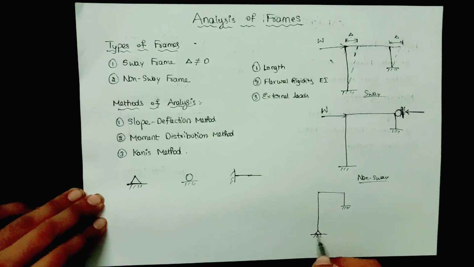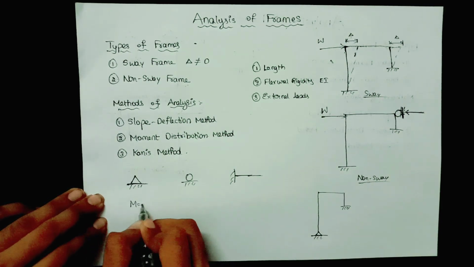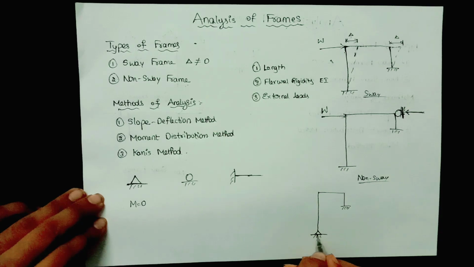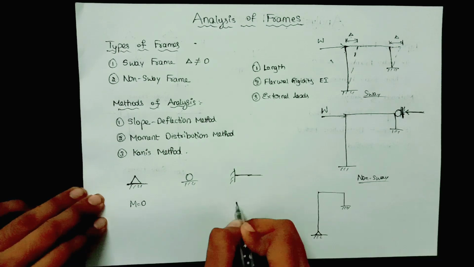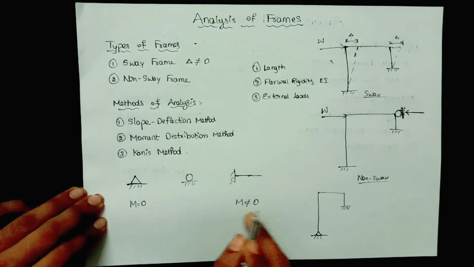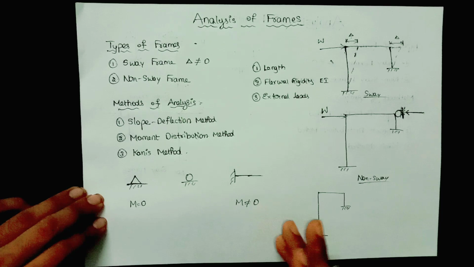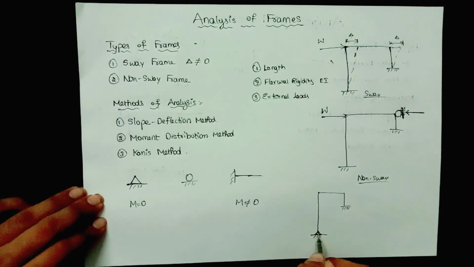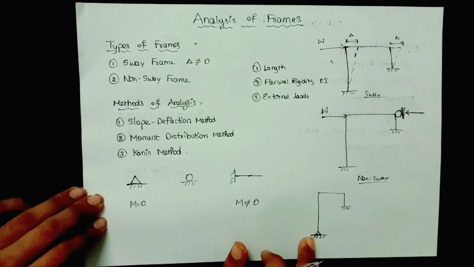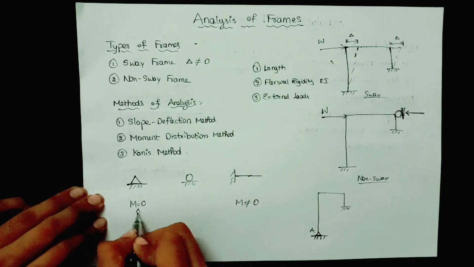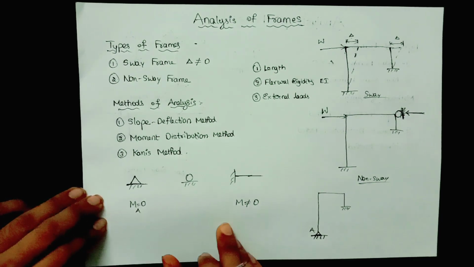Now the moment at the hinged support is always equal to 0 because hinged supports won't offer any moment, but the moment at the fixed support is not equal to 0. Moment at fixed support is not equal to 0, there will be some value, and the moment at the hinged support will always be equal to 0. There is no need to calculate separately. We can keep directly moment equal to 0 at whatever may be the joint, let it be A. So moment at A will be equal to 0. No need to calculate separately.